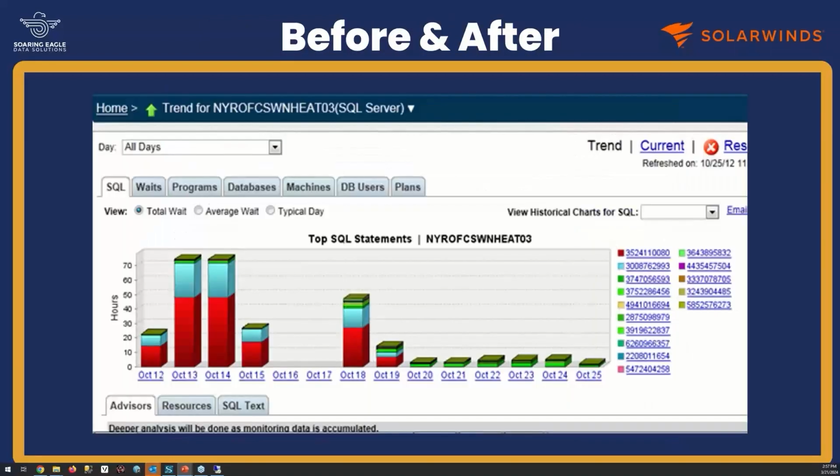Good before and afters. This was one of my favorite before and after pictures. This was one of those where we sent it in a week before we came in. Monday morning, we came in and took a look at what these big heavy hitters were that were crushing the system. And as a joke, the CIO came in at 10 o'clock in the morning and said, so Jeff, have you fixed our problem yet?